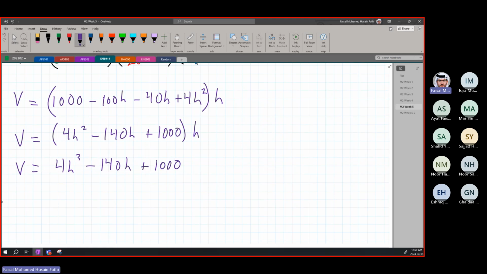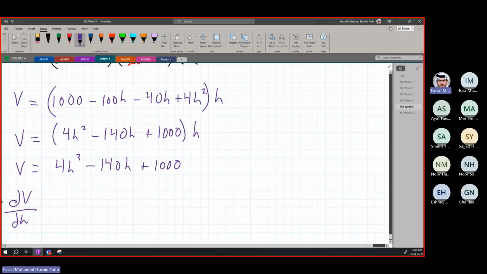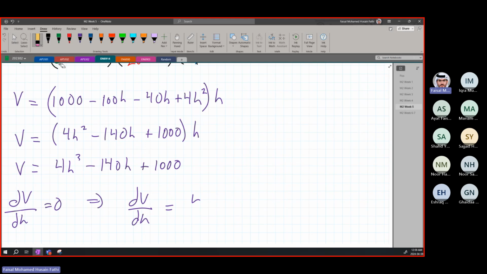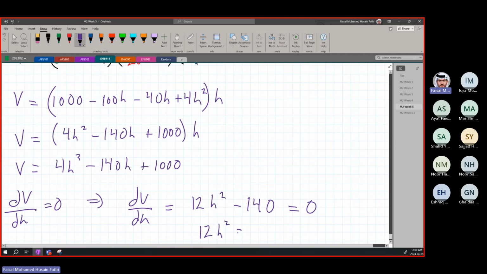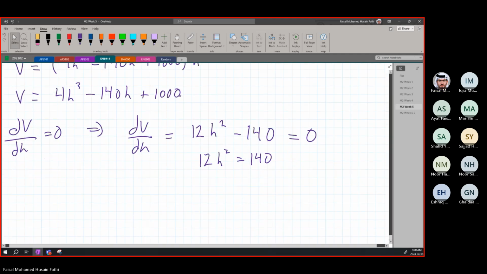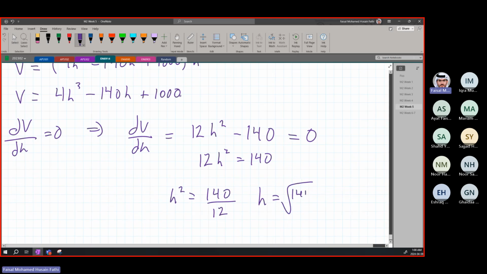Now we want the maximum. So dV by dH equals 0. Meaning dV by dH is equal to 4 times 3, which is 12h squared, minus 140, and it has to be equal to 0. 12h squared is equal to 140. H squared is equal to 140 over 12. H is equal to the square root of 140 over 12.